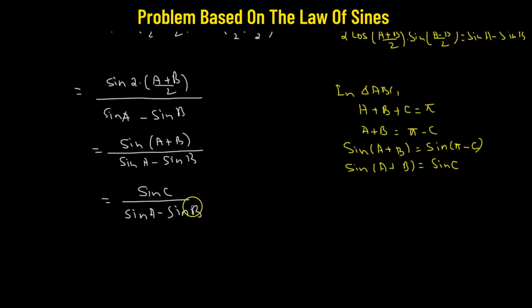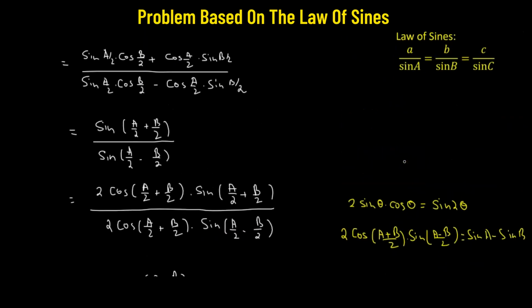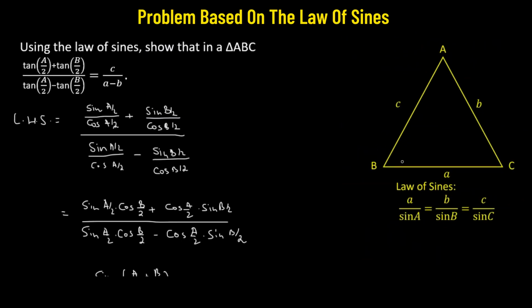Now let's use the law of sines. Now that we have simplified it, using the law of sines, we know that if we have a triangle ABC where the lowercase letters a, b and c represent the sides opposite to angles A, B and C respectively, the law of sines simply states that the ratio of side a to the sine of the angle opposite to side a, that is angle A, equals the ratio of side b to the sine of the angle opposite to side b, that is angle B, which equals the ratio of c to the sine of the angle opposite to it. So this is the law of sines.